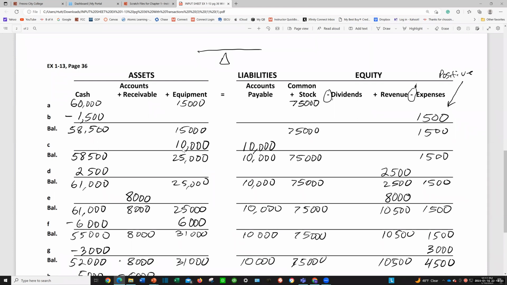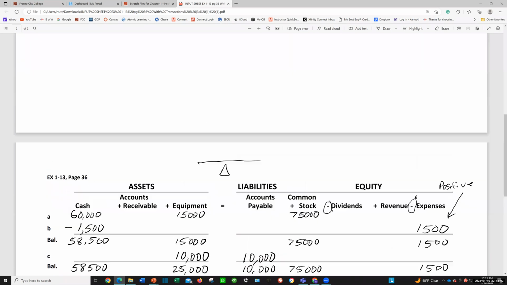So what's our new ending balance here? Well, bringing the 58,500 down. And then under equipment, 15,000 plus 10,000 is 25,000. Bring the 10,000 down. Bring the 75,000 down. Bring the 1,500 down. So if you netted this out, you could see that we are in balance. Let's go ahead and do D as in dog.